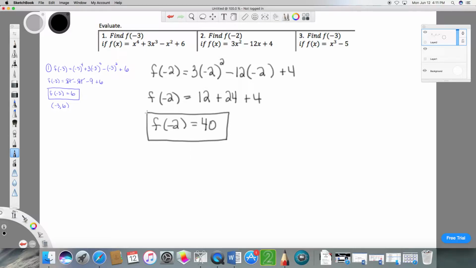I know that if you went to make a table and you plotted points and you connected the dots, the graph would look like a parabola, and it would be passing through the point -2, 40. What about this last one here? What about number 3?